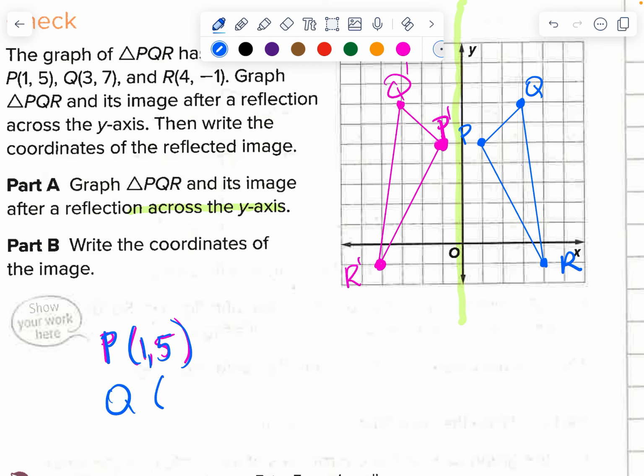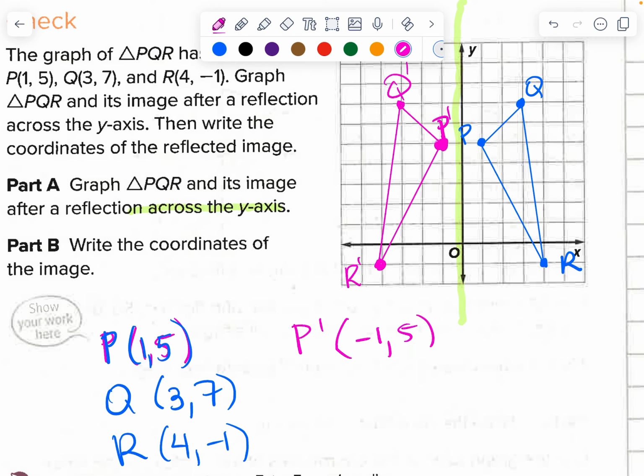Q, sorry about that, is 3, 7. And R is 4, negative 1. So now I want to do my P prime, and I'm going to get that P prime is negative 1, 5. I'm going to get Q prime is negative 3, 7. And R prime, oops, I forgot the prime, is negative 4, negative 1.